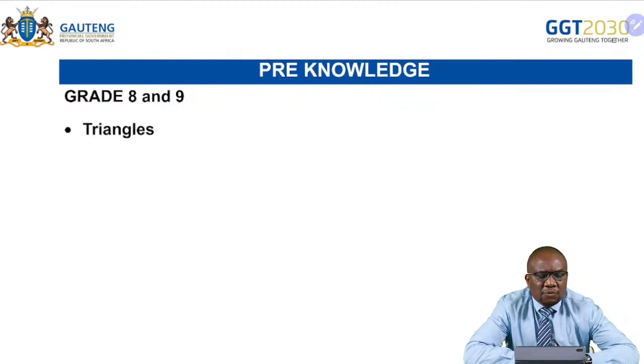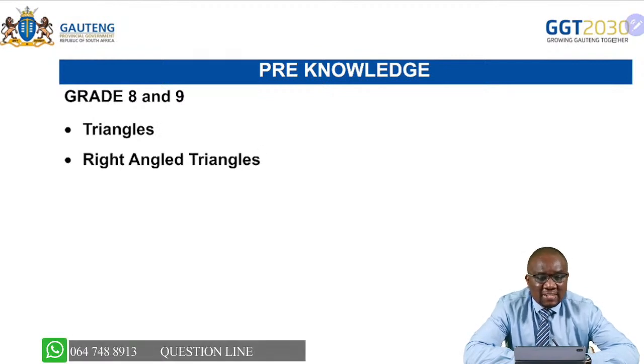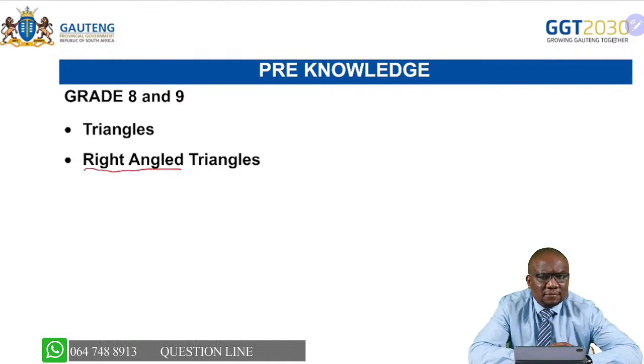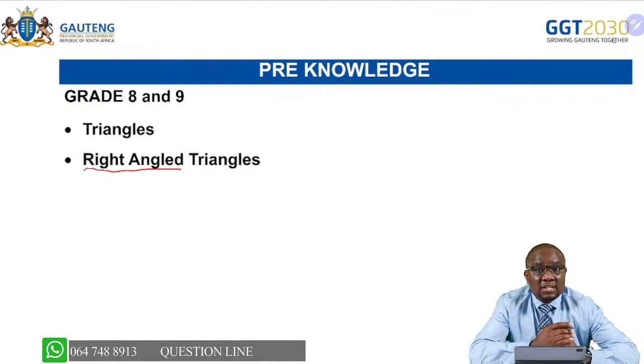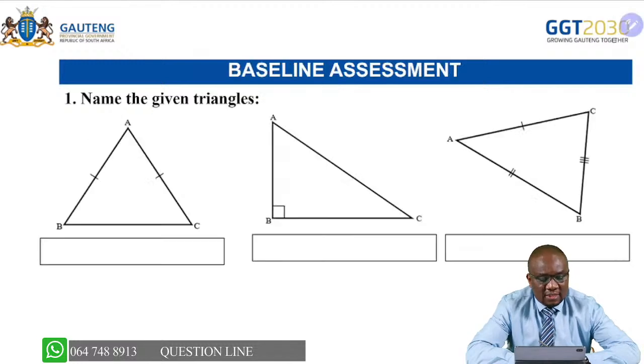In grade 8 and 9, we did triangles. We did a specific type of triangle called right-angled. Grade 10s, what is a right angle? Please answer the question. You can shout your answer or raise your hand. It's a 90-degree angle. So right-angled triangles have a 90-degree angle. And then we did the Pythagoras Theorem.